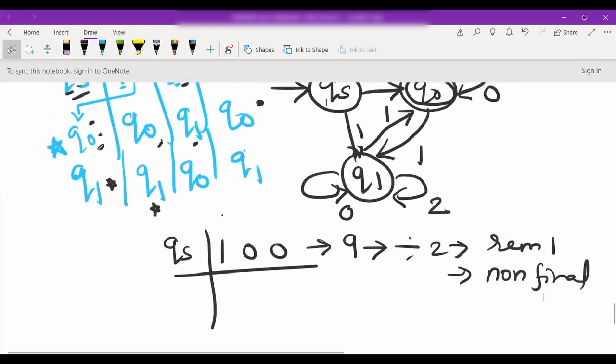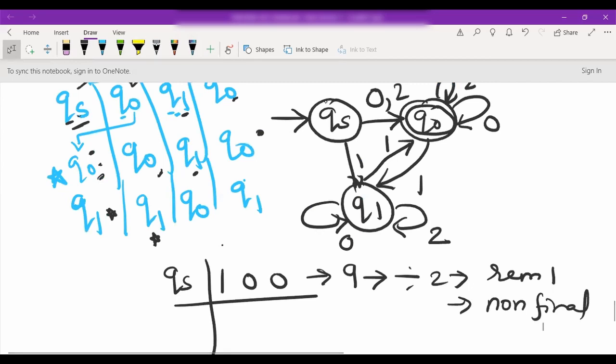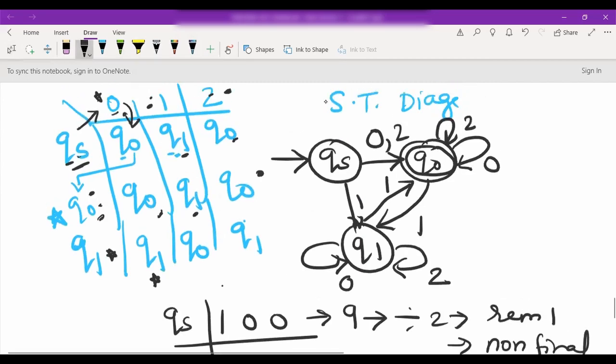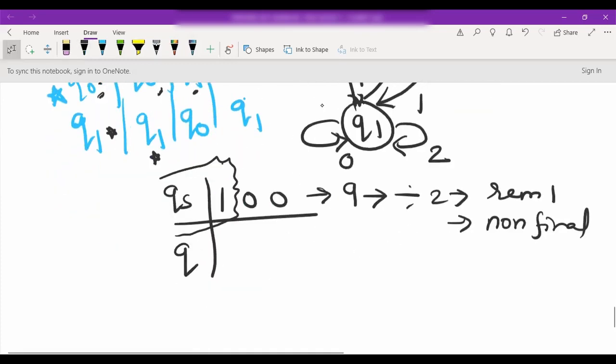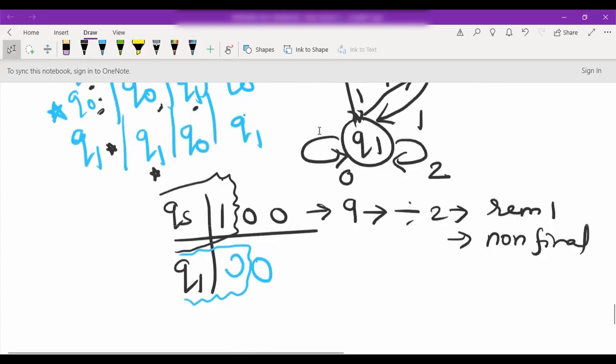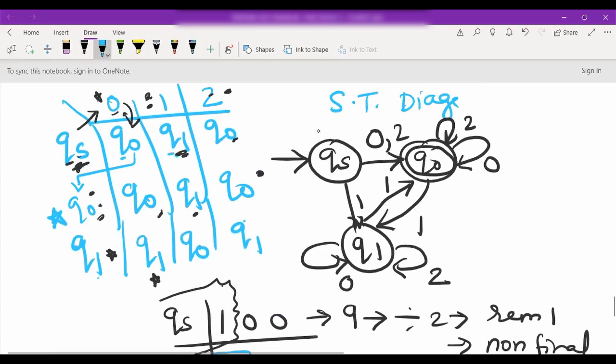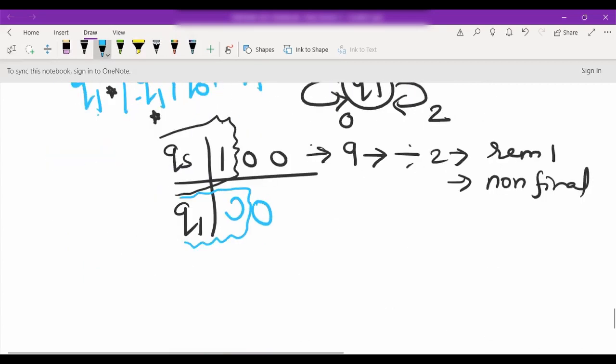So we will go and check QS with 1. Where is it going? QS with 1 is going to the Q1 state. Now what is remaining? The remaining strings are 0, 0. Now Q1 on 0, where is it going? Q1 on 0 goes to the Q1 state.